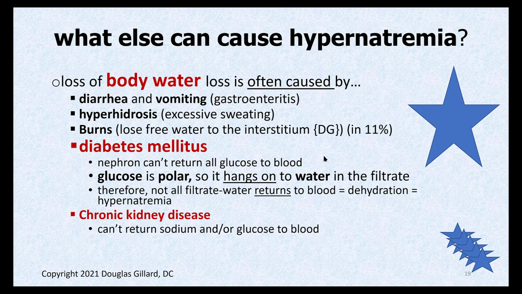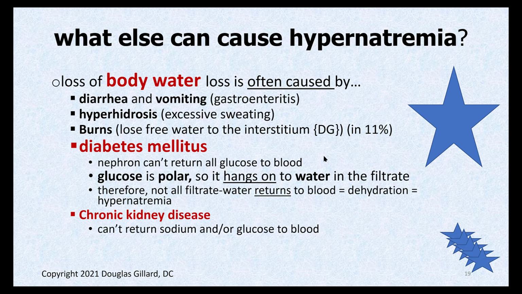What else can cause hypernatremia? Well, any loss of body water. We talked about dehydration. We talked about diarrhea, how you lose more water than salt. So if you lose more water than salt, you become hypernatremic. Diabetes mellitus. This is an interesting one, I do like the test on this one.